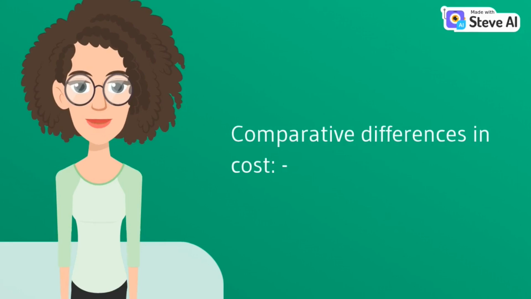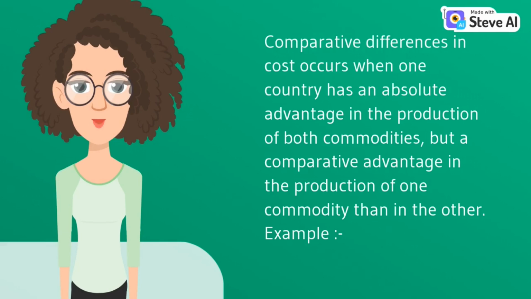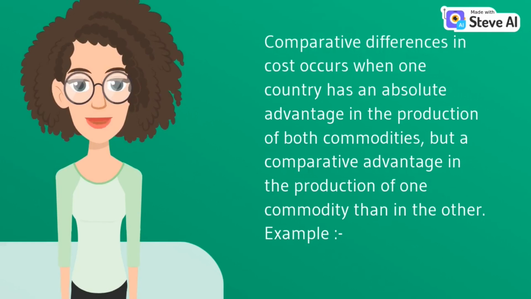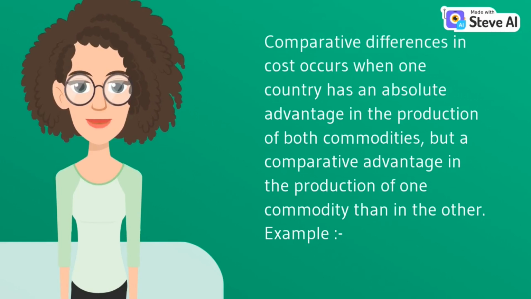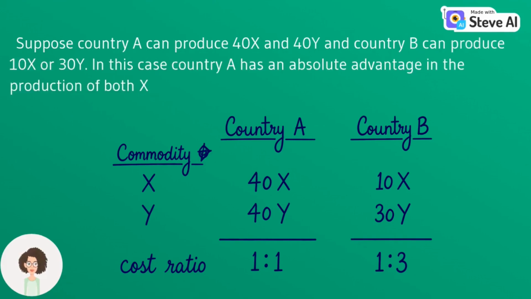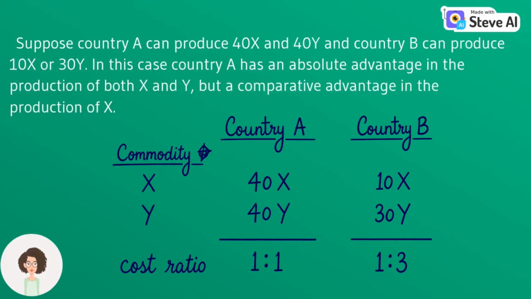Comparative differences in cost. Comparative differences in cost occurs when one country has an absolute advantage in the production of both commodities, but a comparative advantage in the production of one commodity than in the other. Example: suppose country A can produce 40x and 40y, and country B can produce 10x or 30y. In this case, country A has an absolute advantage in the production of both X and Y, but a comparative advantage in the production of X.